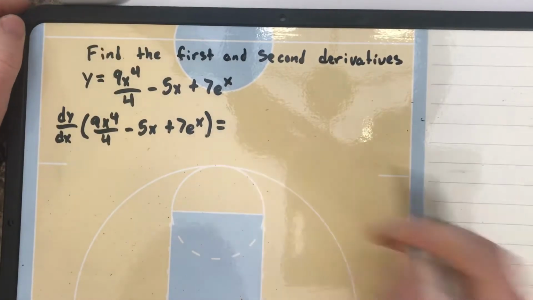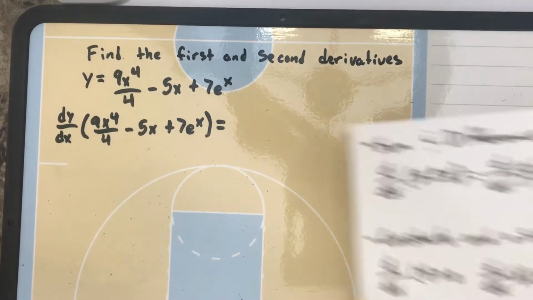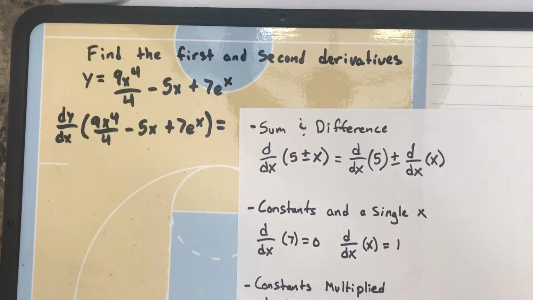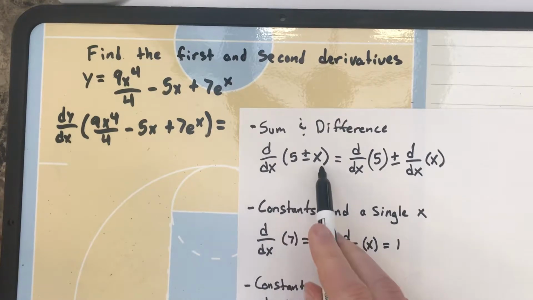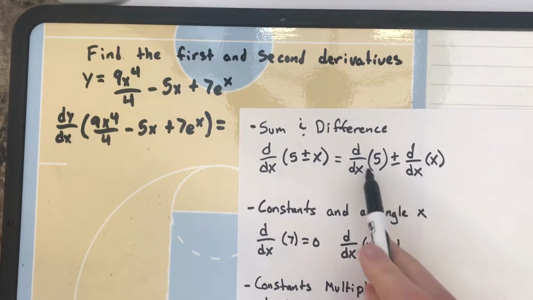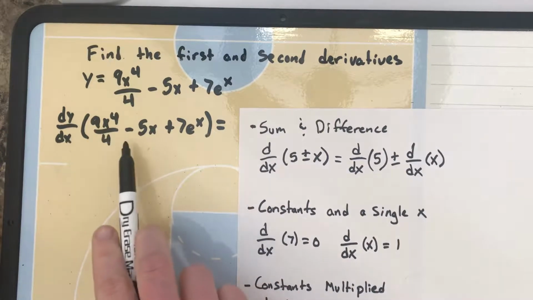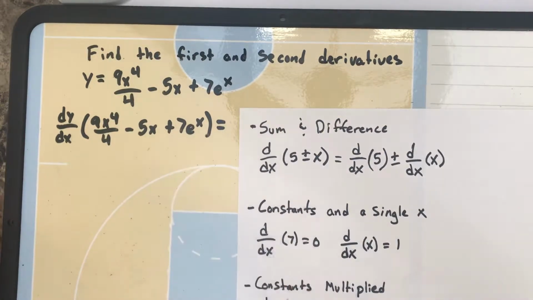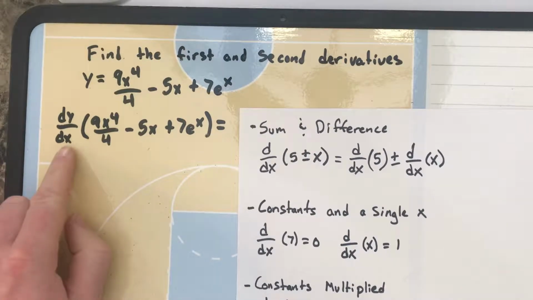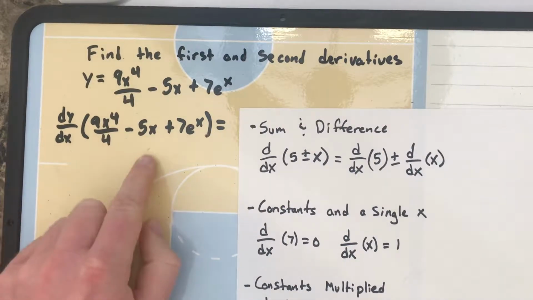is going to equal, so the first thing I'm going to do is, again, start with the sum and difference. Sum and difference says if I add two things, I can split that derivative between each thing with an addition sign in the middle. Same thing for the subtraction. So you notice we have a subtraction and we have an addition. We're going to end up being able to split this derivative dy over dx between each of these terms.